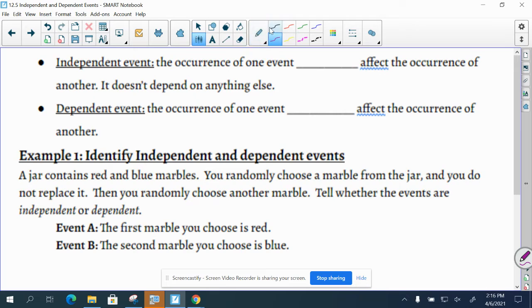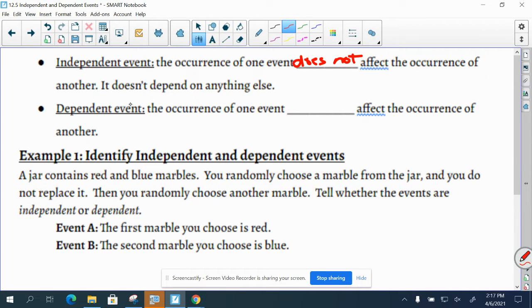So first we'll talk about the difference between independent and dependent events. Two events are independent if the occurrence of one event does not affect the occurrence of the other. So it doesn't depend on anything else. I like to think of it as like the sun rising. Besides gravity and stuff like that, the sun rising does not depend on anything else. It's always going to rise.